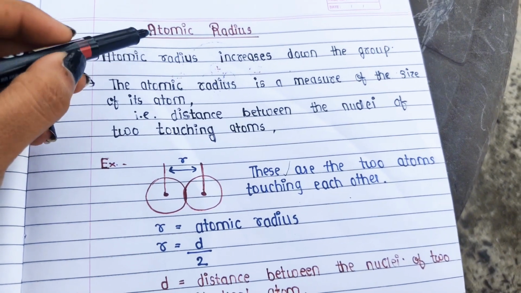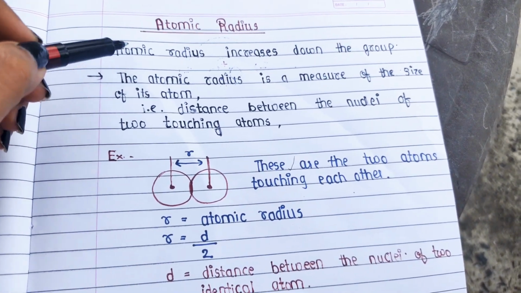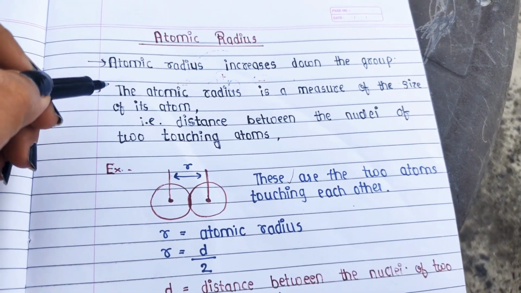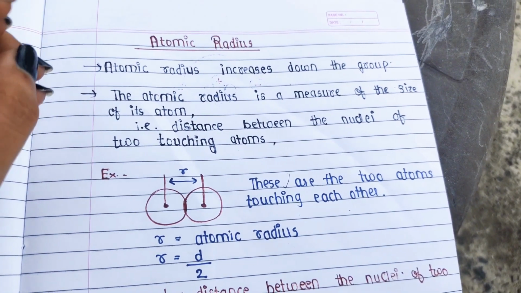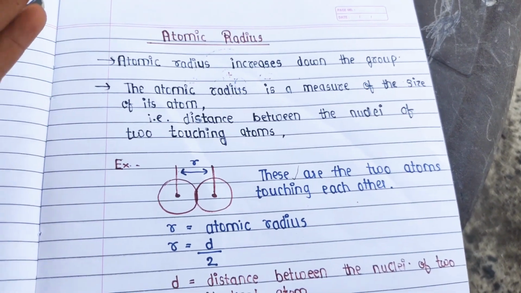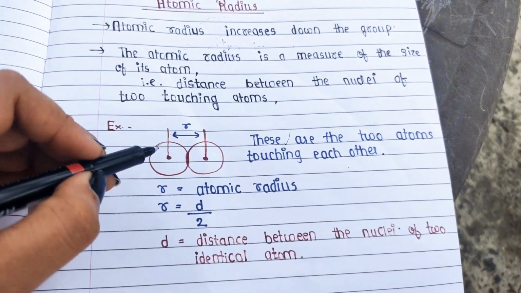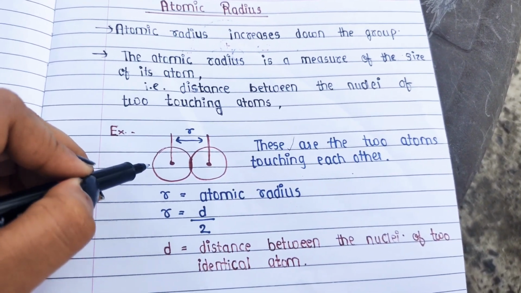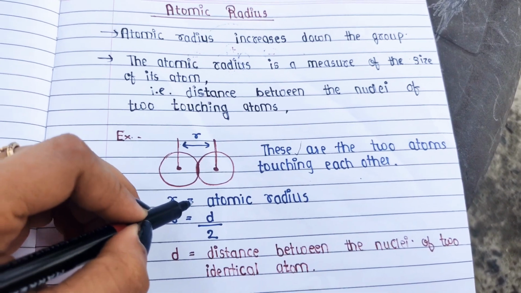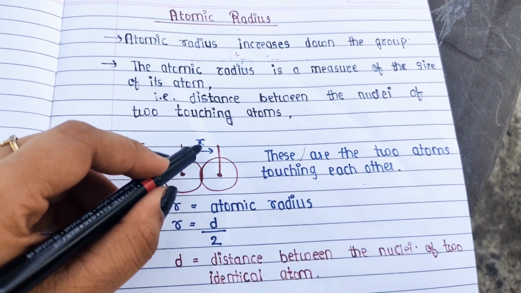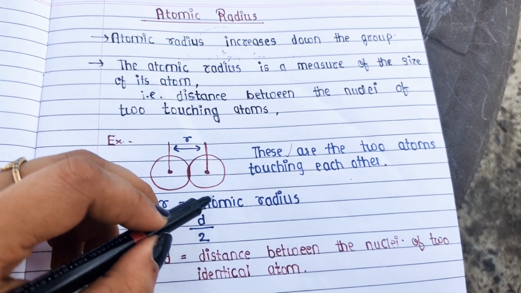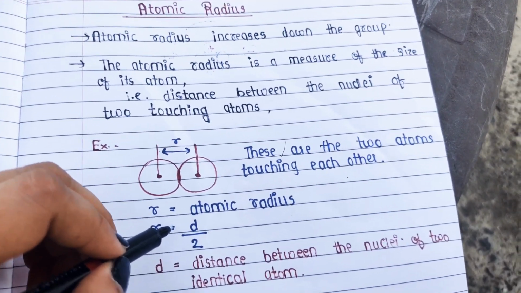After that, we will see the atomic radius. Atomic radius increases down the group. So what is atomic radius? It is the measure of the size of an atom, that is, the distance between the nuclei of two touching atoms. For example, these are two atoms touching each other. And what is this R? R equals the atomic radius. R equals D by 2, where D is the distance between the nuclei of two identical atoms.